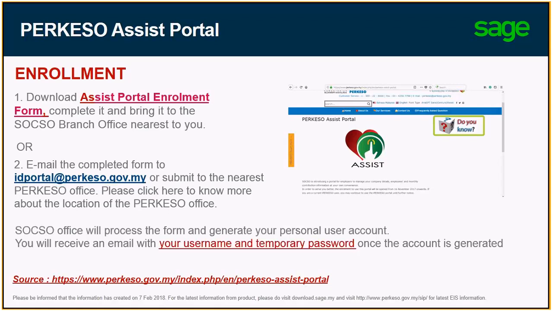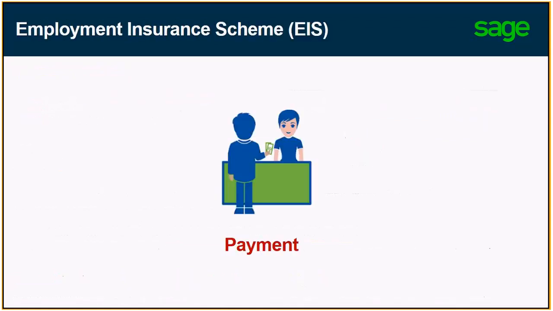So SOCSO will process the form and generate an account for you. It will give you a username and temporary password for you to access, then you can change the password later on.